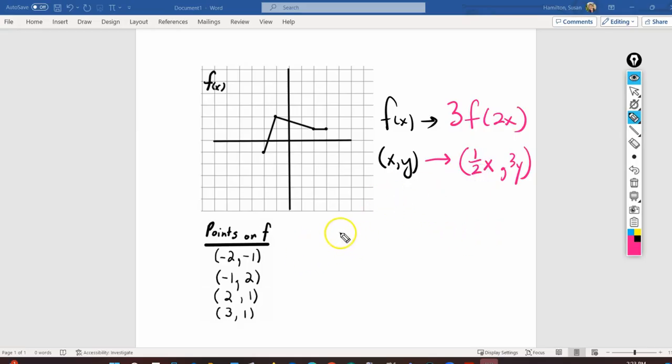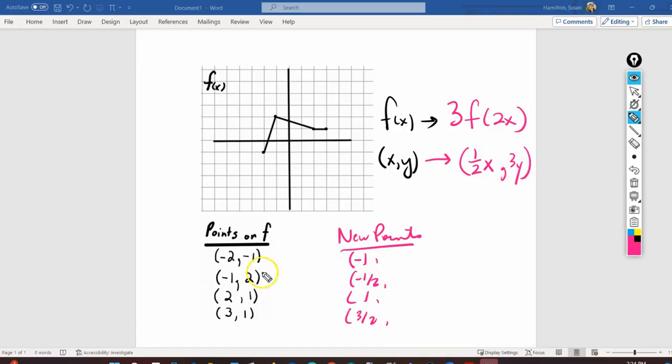Okay, so I should have my new points. With my x coordinate, I'm going to be multiplying them by a half. -2 times a half is -1. Oops, they're in red, sorry. Okay, so my new x coordinates are going to be 1/2 times the old x coordinate. -2 times a half is -1. -1 times a half is -1/2. 2 times a half is 1, and 3 times a half is 3/2, or 1.5.